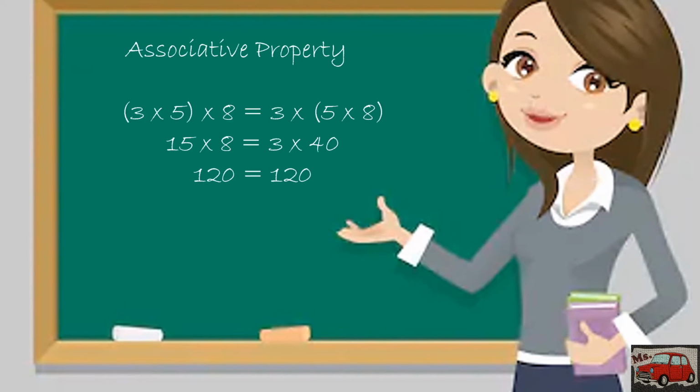Associative property. So, sinasabi lang dito na kahit ano yung unahin mo dun sa mga factors na yan, parehas lang yung magiging sagot. Example, 3 times 5 times 8. Kapag inuna mong i-multiply yung 5 tsaka 8 at saka mo i-multiply by 3, parehas lang na 120 yung sagot.